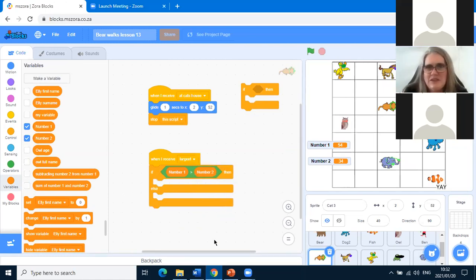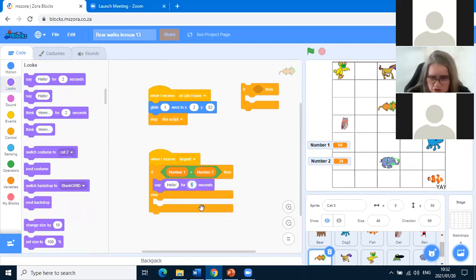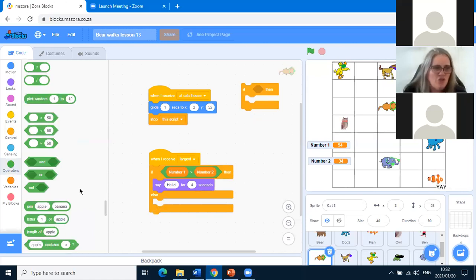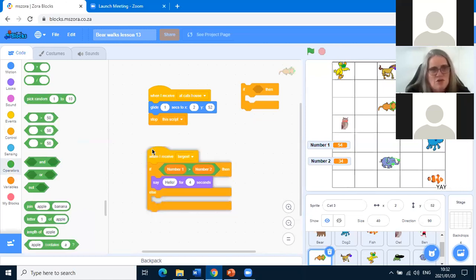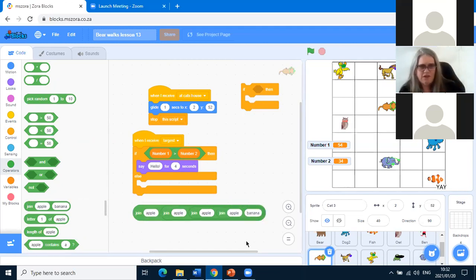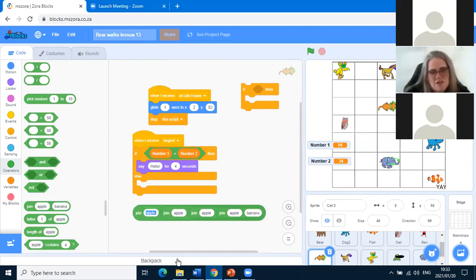Done. Easy peasy. If number 1 is greater than number 2, then Cat's going to say, so we go to our say block, and a big long sentence lasting for 4 seconds with a whole lot of join operators. So we go to operators again, and we're going to join and join and join a whole lot of strings together. Is that enough? Is that too many, do you think? I've plucked a whole lot of joins on top of each other there. It's probably too many, hey?